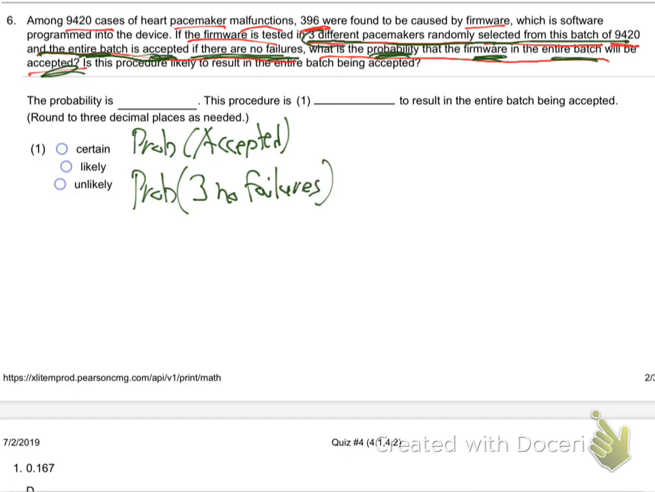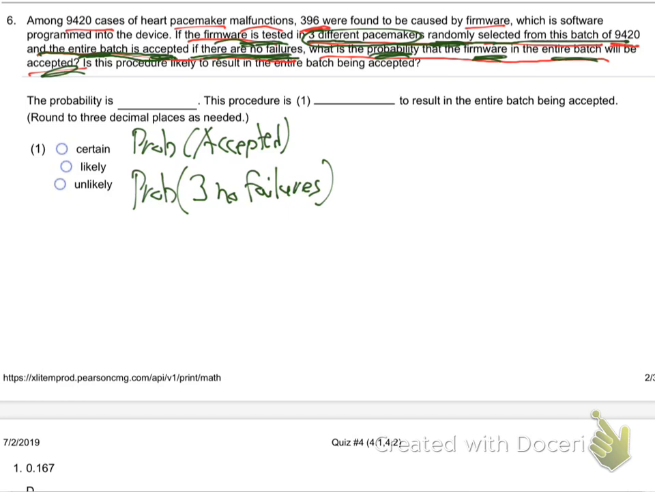They're going to grab 3 different pacemakers randomly, and the entire batch is accepted if there are no failures. That's how firmware is tested. They have this entire batch, so here's their plan. This is basically how companies do quality control. They can't look at every single thing they produce on a giant assembly line. It's too expensive to pay employees to pull every single thing off and look at it. So what they usually do is have some plan: we're going to just look at a few of them.